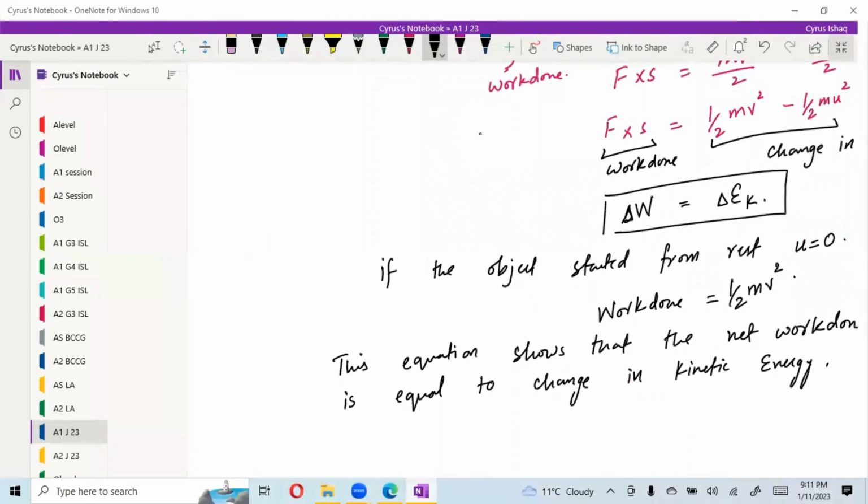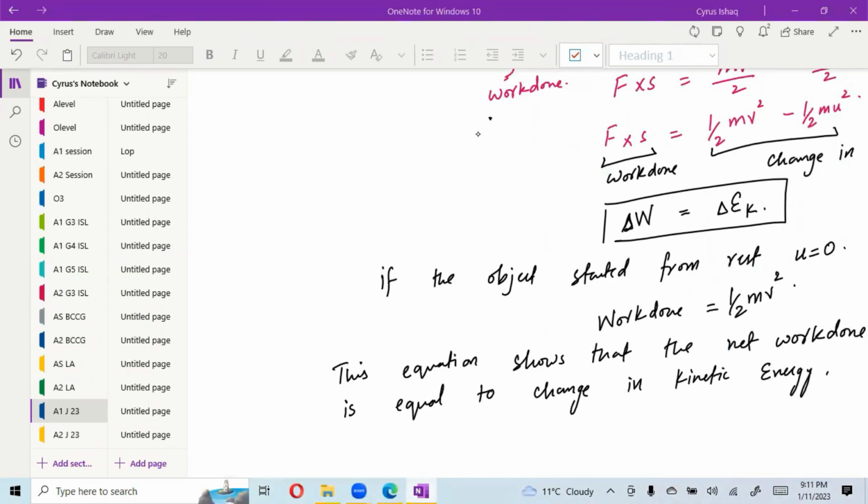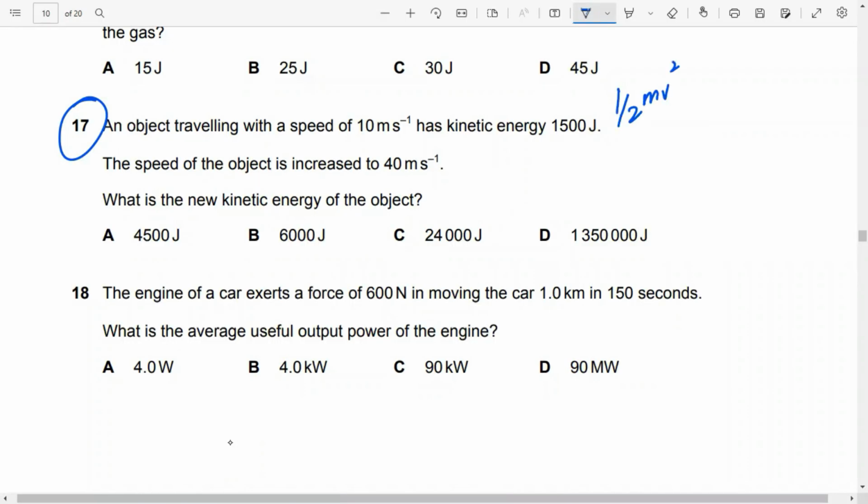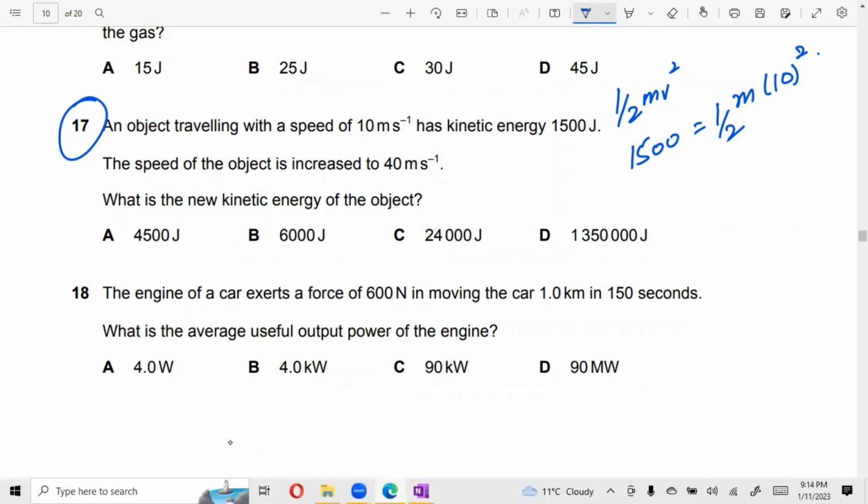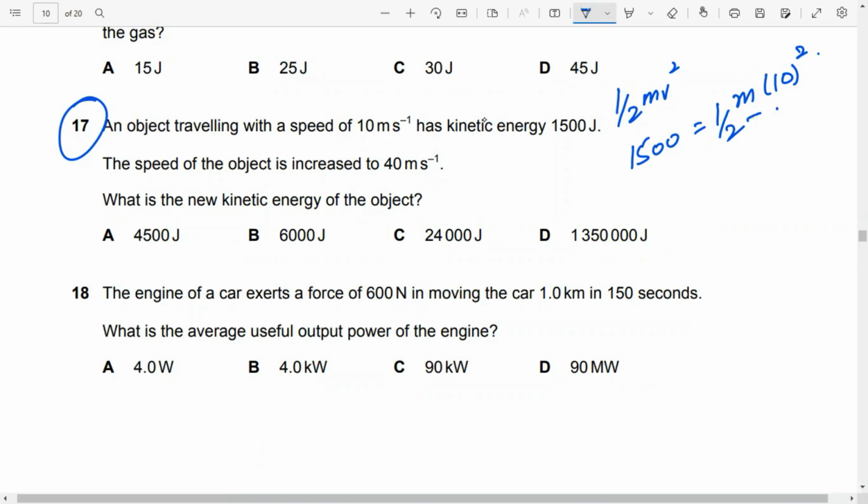एक क्वेश्चन करवा देता हूं आपको मैं. ये आया है विंटर 19 में, पेपर 1 क्वेश्चन 17. पहले आप हाफ mv स्क्वायर से इसका मैथ्स निकालेंगे. 1500 is equal to half m into v squared, v is 10. You will find the mass first. फिर उस मैथ्स को यूज करेंगे. रेशियो भी यूज कर सकते हैं. मैथ्स निकालने के बाद हाफ mv स्क्वायर में ये मैथ्स यूज करें और नई स्पीड यूज कर लें. You're done.